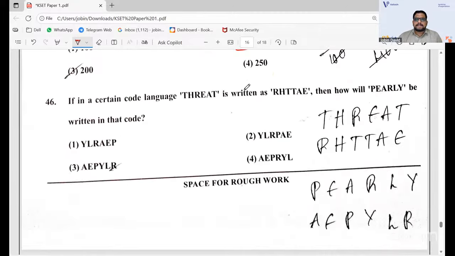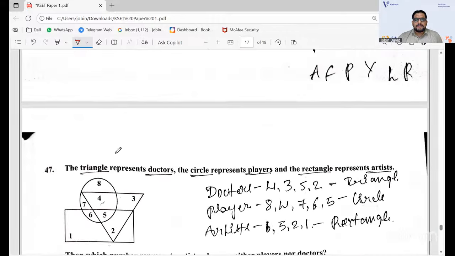In a certain code, threat is written as RHT, then how will Pearly be written? It's just like the middle letter here. It's just taken the half of the letters, and H is kept as such, and then the letters are reversed. Okay, T and R, and A is kept as such, and T and E are reversed like that. So if you check like that with Pearly, you will get option 3 as the right answer, AEP YLR. That is the right answer for 46.